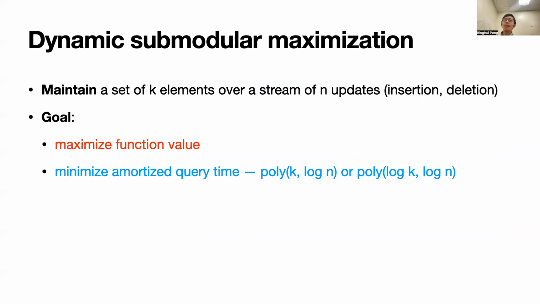In dynamic submodular maximization, the algorithm maintains a set of k elements over a stream of n updates, where the updates could include insertion or deletion of ground set elements. And the goal is to maximize the function value at each time point, and at the same time minimize the amortized query complexity. As I noted here, because you can always run the offline greedy, which gives you the 1 minus 1/e approximation, it essentially requires Omega(n) queries per update. So the natural regime one wants to consider is to design a dynamic algorithm that has only poly(k, log n) amortized queries, or even poly(log n) amortized queries.